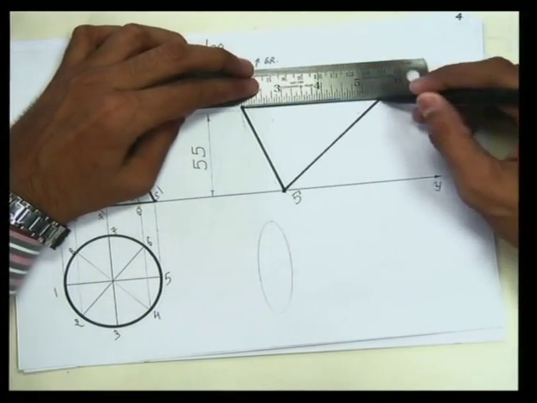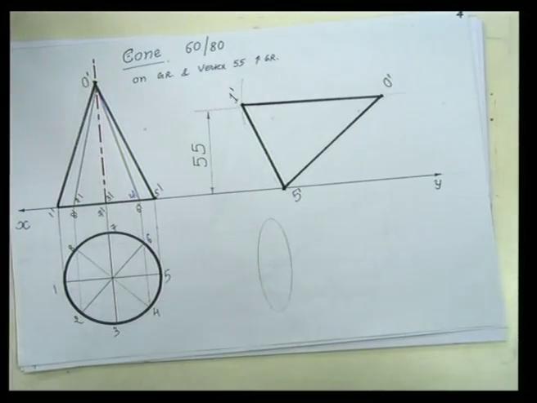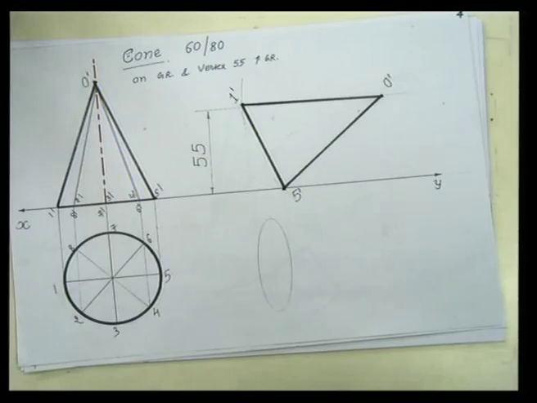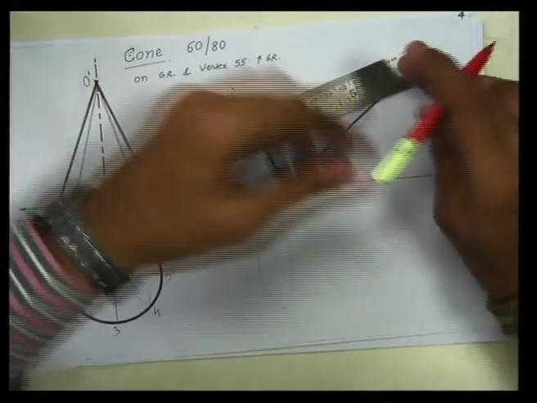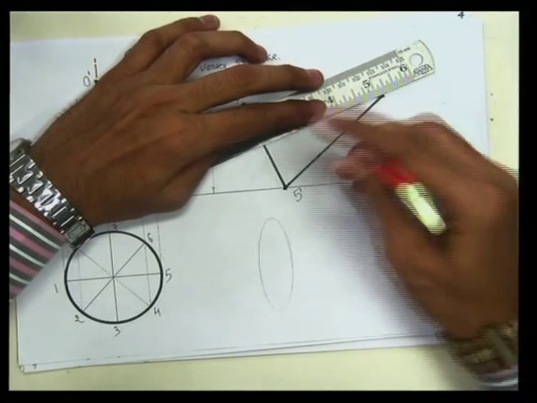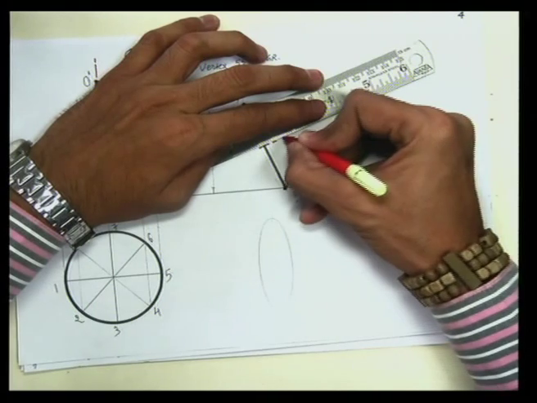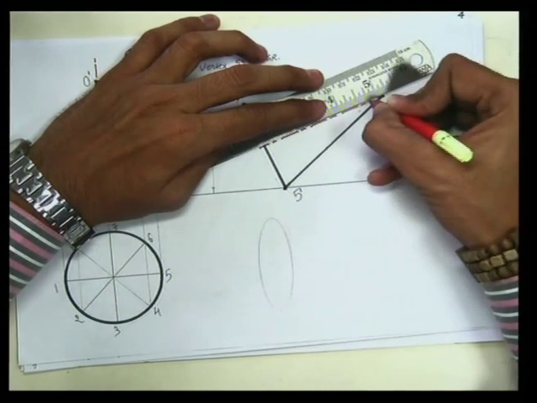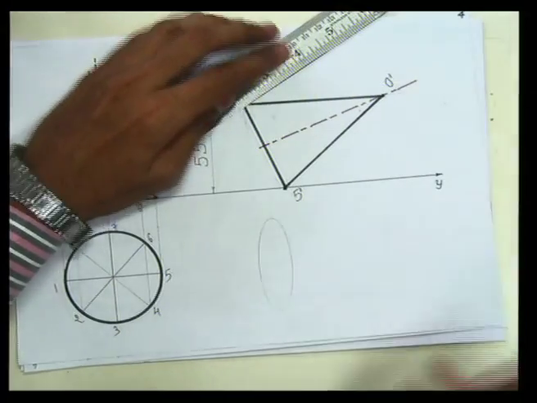So what we have done, we have redrawn this front view in such a way that the apex point is at a distance of 55 mm from the base, and we can transfer its axis as well by measuring the distance or by drawing the arc and locating respective points. So this is the axis of this cone like this.